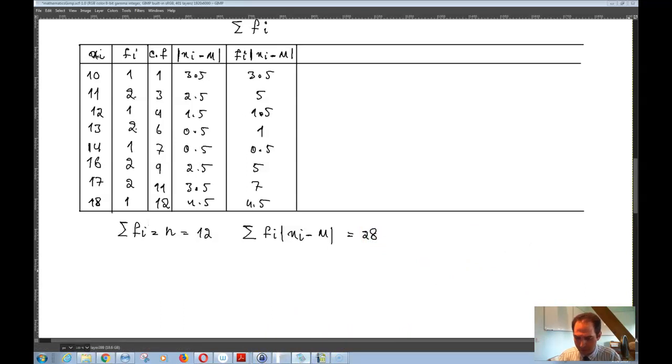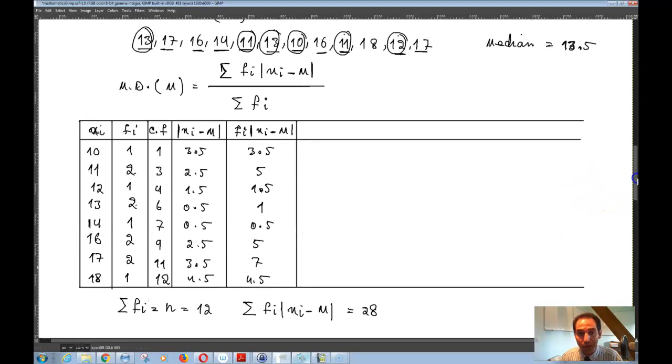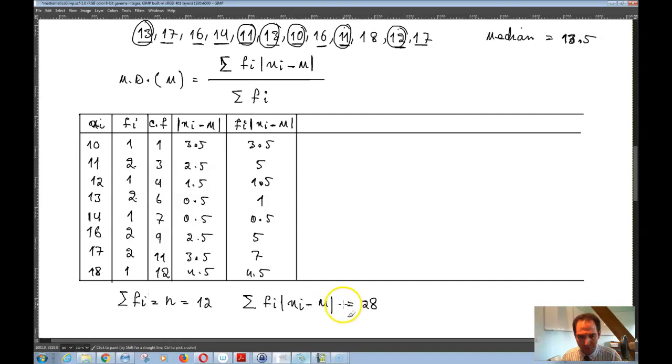So that's 3.5, 5, 1.5, 1.5, 5, 7, 4.5, which is 28. So now I have sigma f of i times the absolute value of x of i minus m, and I also have sigma f of i. So then I can write this as 28 divided by 12.